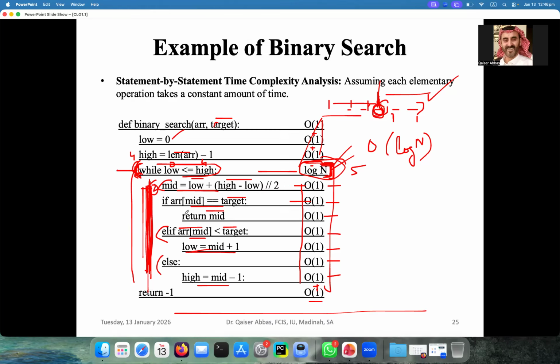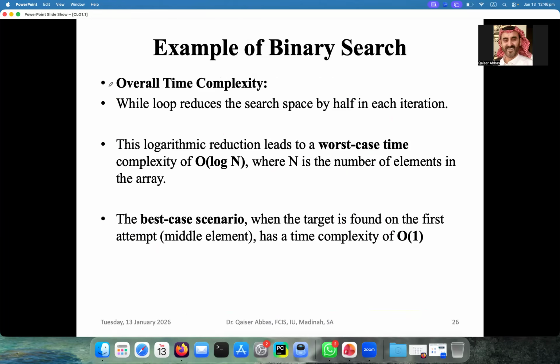And then finally, you will ignore the lower terms and keep only the higher term. These are the lower terms, 0, 1, and this 0, 1. And finally, the higher term is only log of n. That will become the complexity of your algorithm. The reasons are mentioned here in this next slide. What is the while loop doing? It is reducing the search space by half in each iteration.